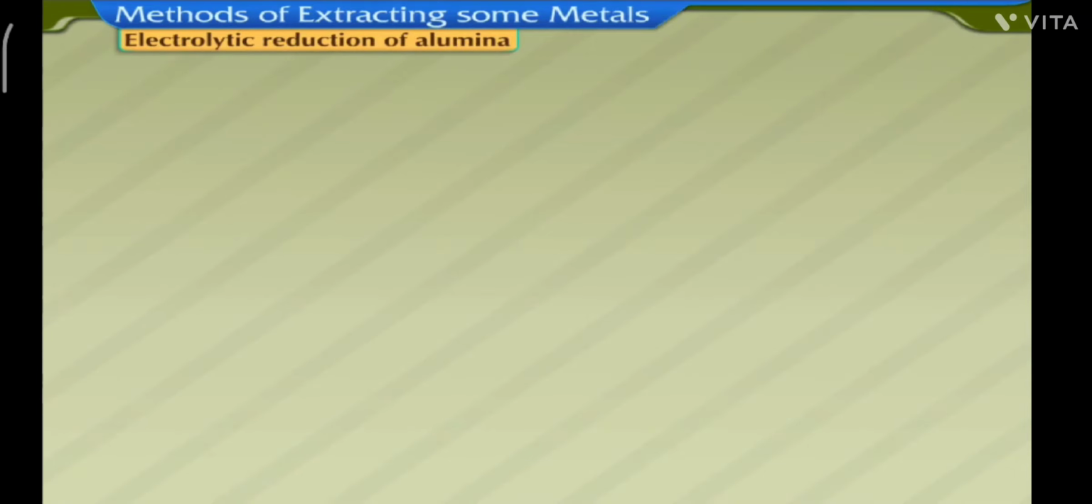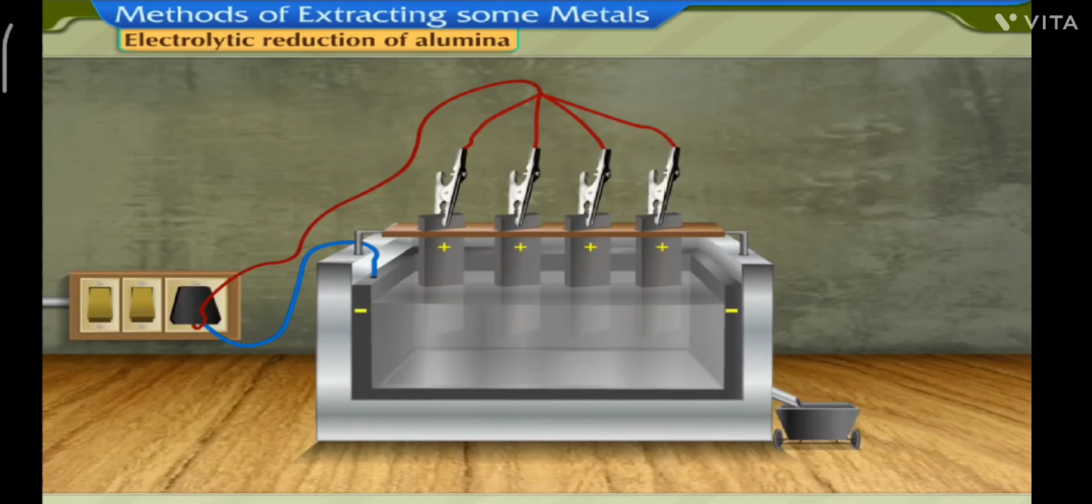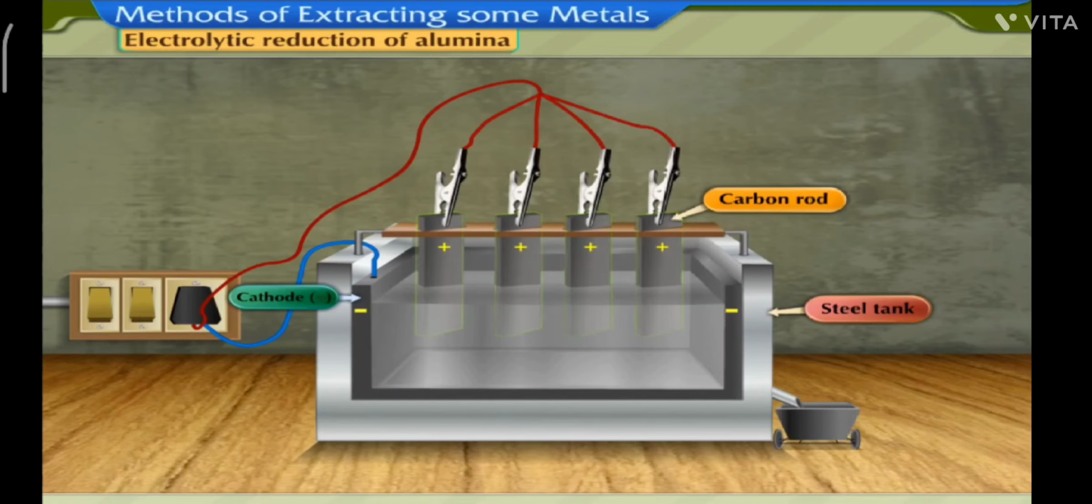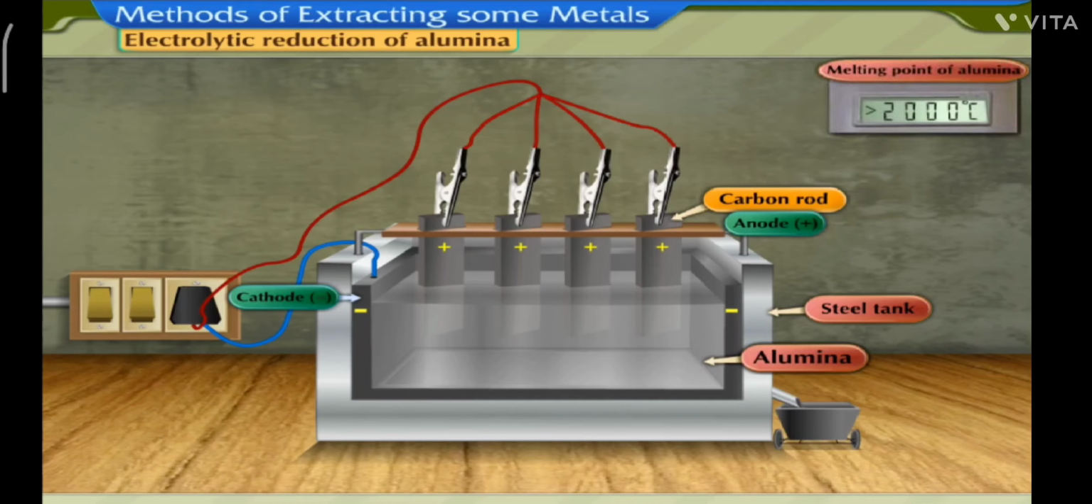Electrolytic reduction of alumina. Electrolytic reduction or electrolysis is carried out in a large steel tank which has a graphite lining on the inner side. This lining acts as the cathode. There is a set of carbon rods or graphite rods dipped in the molten electrolyte, that is alumina, which act as anode. Pure alumina has a high melting point which is greater than 2000 degrees centigrade.